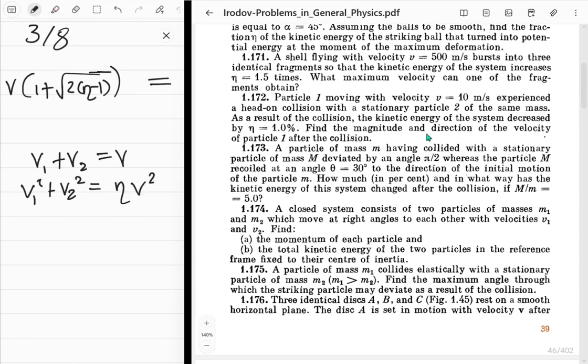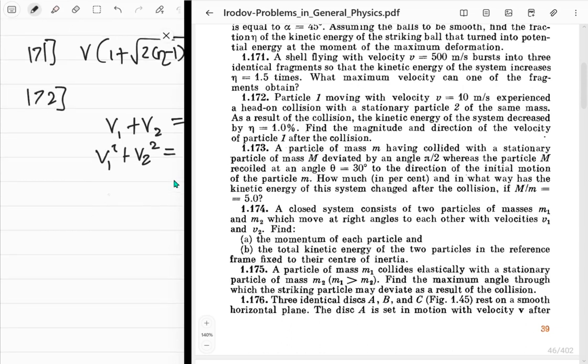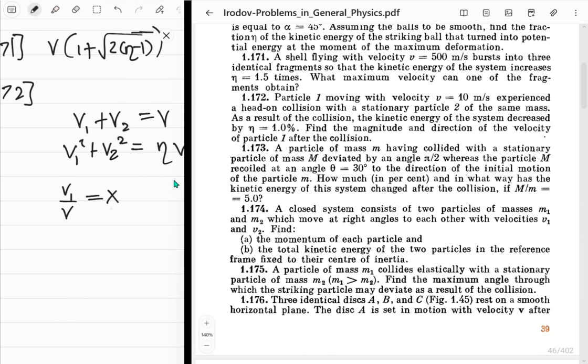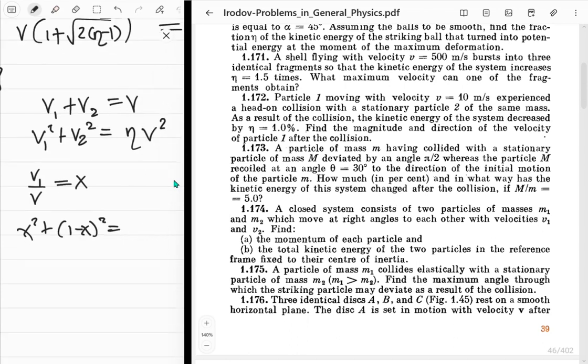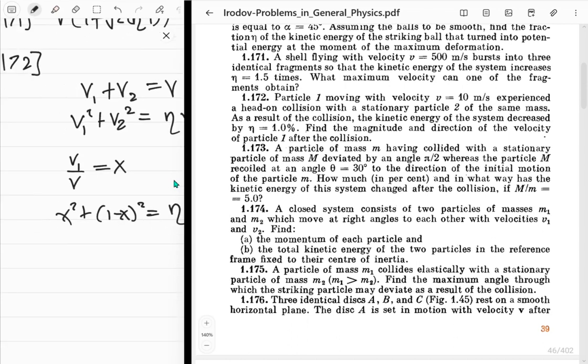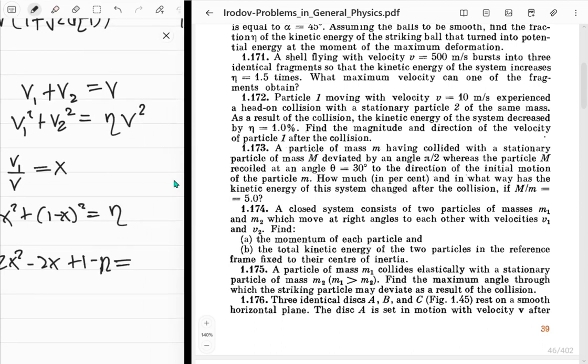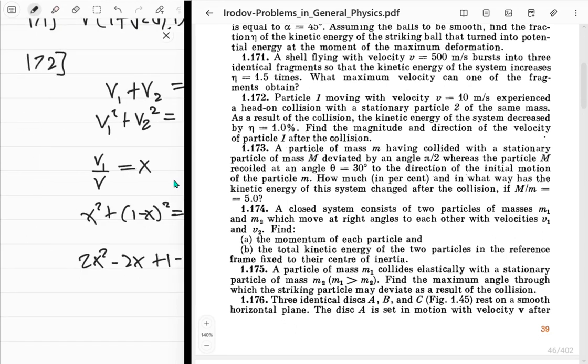So that's our equations. Okay, find the magnitude and direction of the velocity of particle 1 after collision. So we want to figure out what V1 is, right? As a vector quantity. It's a head-on collision anyway. Ooh, another quadratic. Let's just say that V1 upon V is x. Well, then that means V2 upon V would be 1 minus x. So this just becomes x squared plus (1 minus x) squared is equal to whatever this thing is, eta, right? Yeah, 2x squared minus 2x plus 1 minus eta is equal to 0. And now from it we can figure out what x should be.